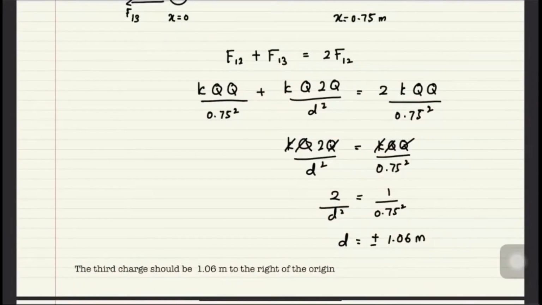Tengok situation lah. In this case, yang negatif kita ignore. Lalu kita cakap the distance is 1.06 meter to the right of the origin. Position tu penting. But the question asks you to find distance.